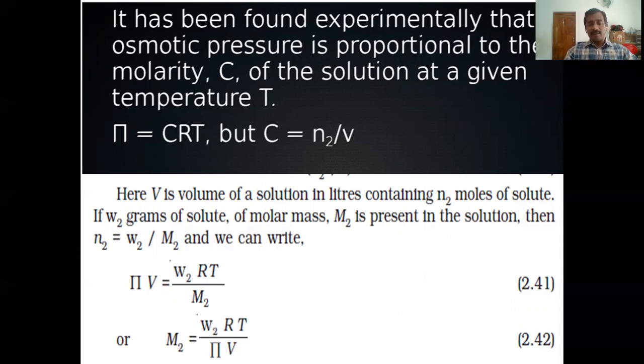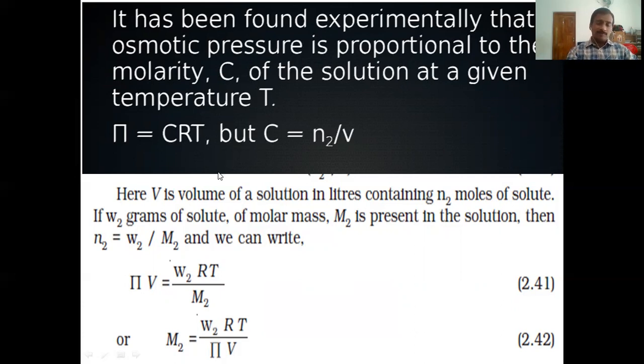Or we can rewrite that equation as pi is equal to CRT, where C is equal to N2 by V. N2 represents the number of moles of solute. So pi is equal to N2 by V times RT, or pi is equal to CRT.